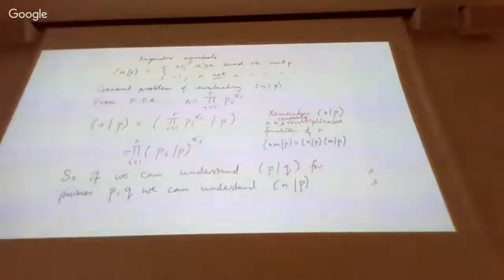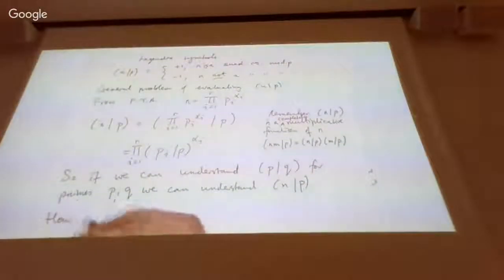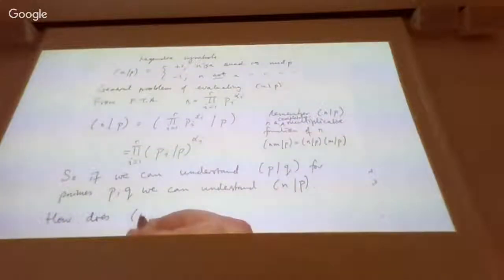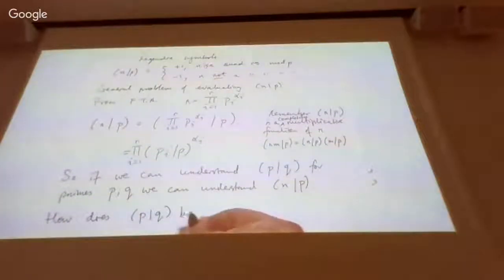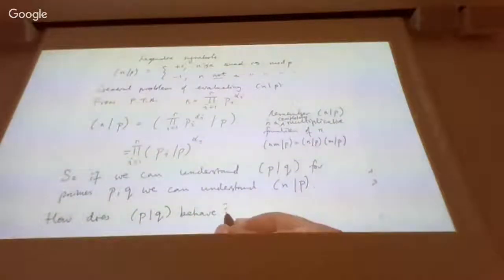So now our general problem becomes this one. How does (p/q), the Legendre symbol of p modulo q, behave? We know, given any two primes, it's going to be plus 1 or minus 1. Either the prime p is a quadratic residue modulo q, or it isn't. So this takes the value plus 1 or minus 1.